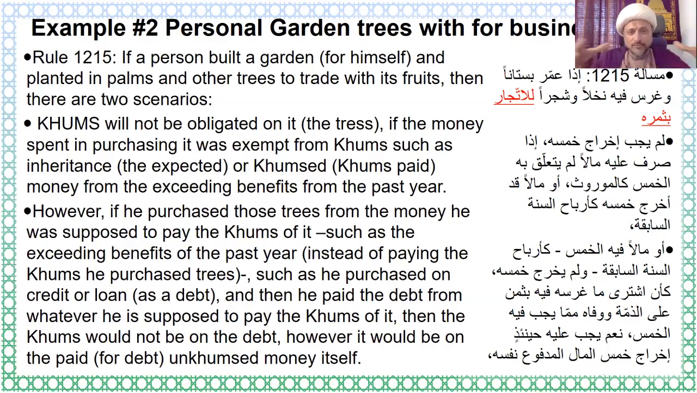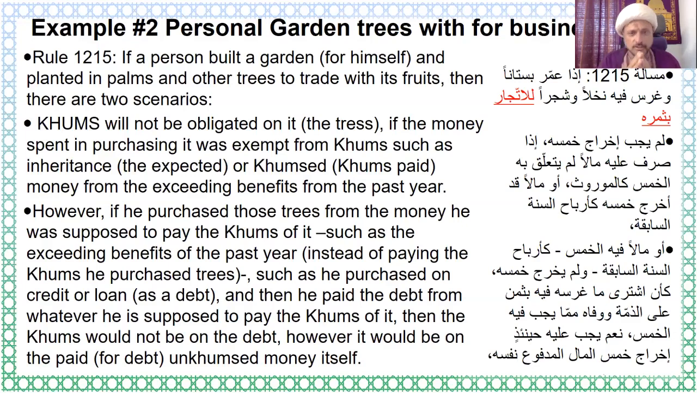We have the garden. The rule of personal property will apply on it. If it increases in value, you don't have to pay the khums of it unless you sell it. However, the garden itself, if it was for business, you have to pay the khums of it if you're able to sell. When you did not sell, then on the increased value. Remember that 100, 200 dollar example in our previous session.